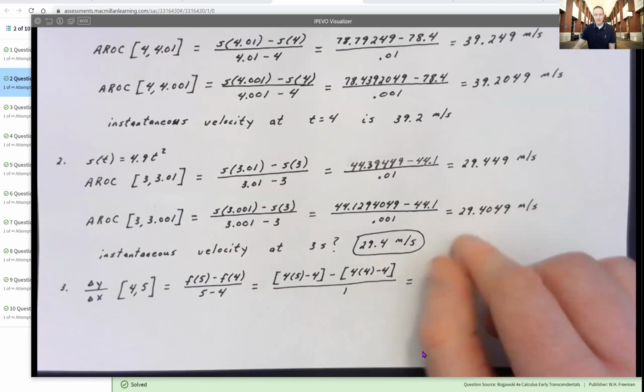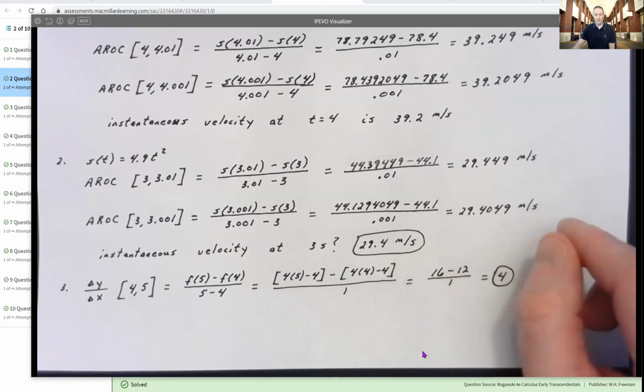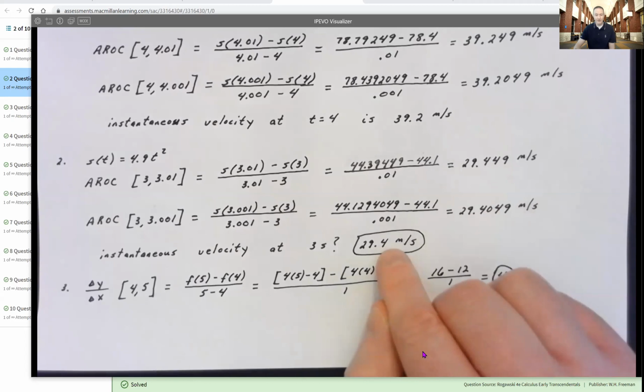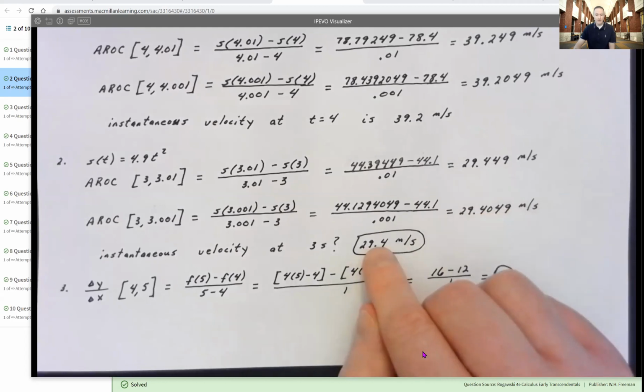29.40049. Then the next one would be 29.4000049. You're like, well, what is that approaching? It's approaching 29.4. And you can see, even if you round this answer to 1 decimal place, you've already got it accurate to 1 decimal place.